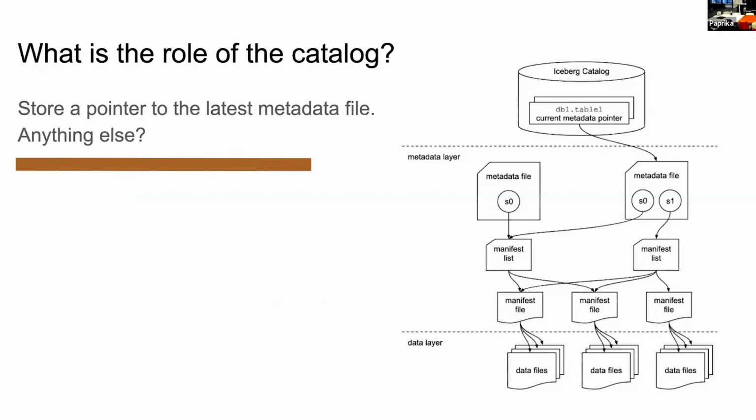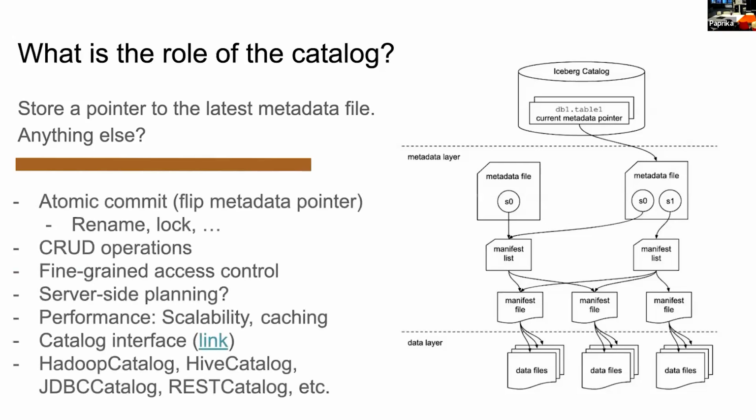So this gives you an impression that the Iceberg catalog's main responsibility is to hold a pointer to the current metadata file of a table. And that is true, but is there anything else besides this? I mean, it can't be just that, right? So if you take a closer look, there are other responsibilities.